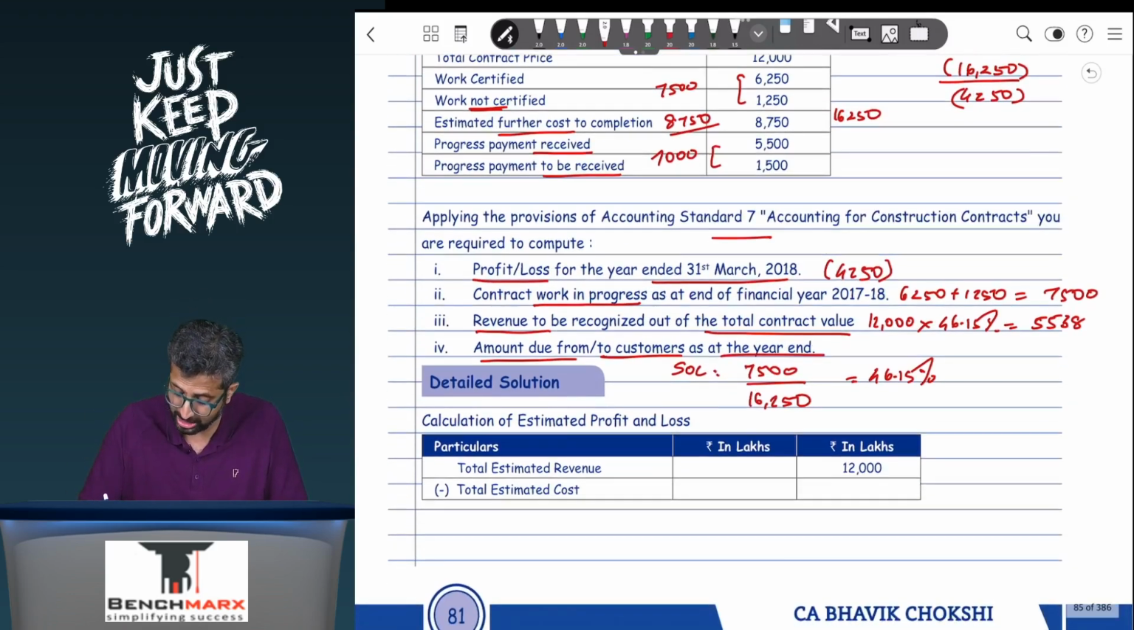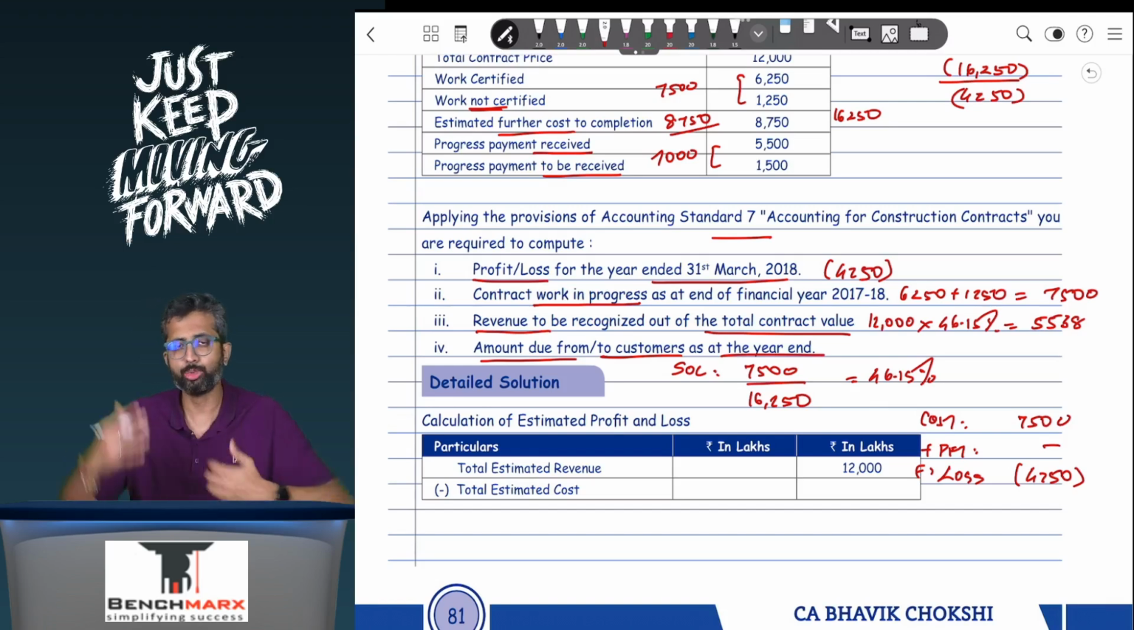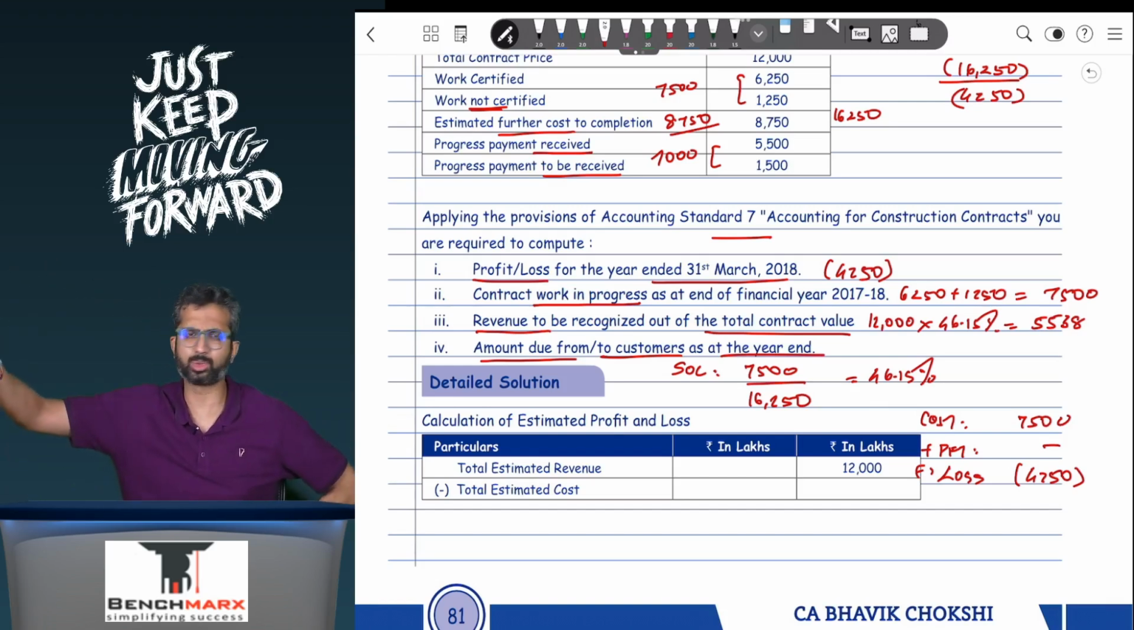You calculate it as cost incurred. Your cost incurred would be 7500 plus profits if any. In this case there is no profit, minus losses. And losses are 4250. Remember, these 4250 losses are already recognized, and from the customer you might incur a total of 7500 and then 16250 of cost, but you cannot recover losses from the customer. Maximum you can recover is 12,000. So you are removing the losses. You can't recover that from the customer.